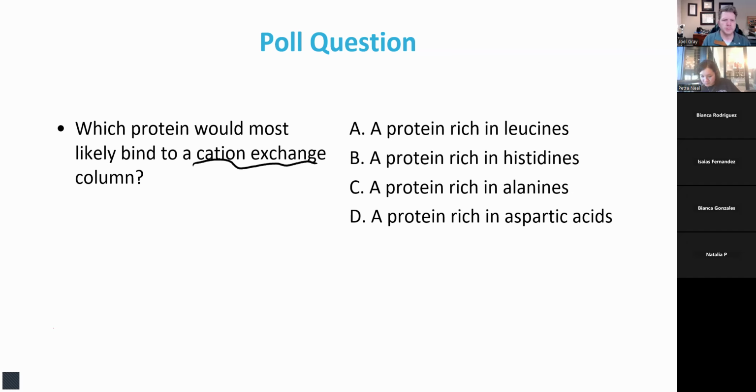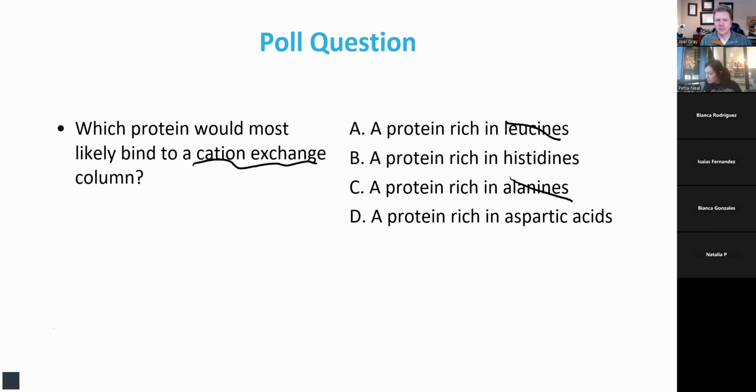A cation column, well, you're fishing for cations. Which of these are going to have a positive charge? Leucine? Nope. Alanine? No. Those are two non-polar residues. If you know the classification of your amino acids, you can eliminate those right off the bat. So then you're left with a protein rich in histidines or a protein rich in aspartic acids.